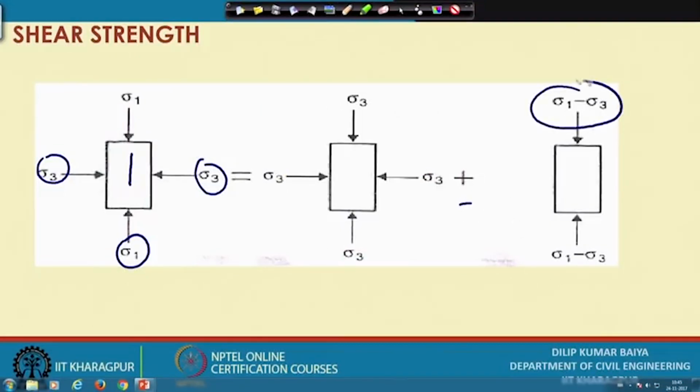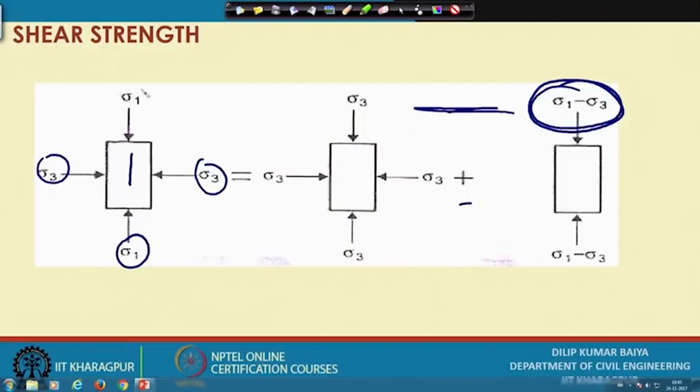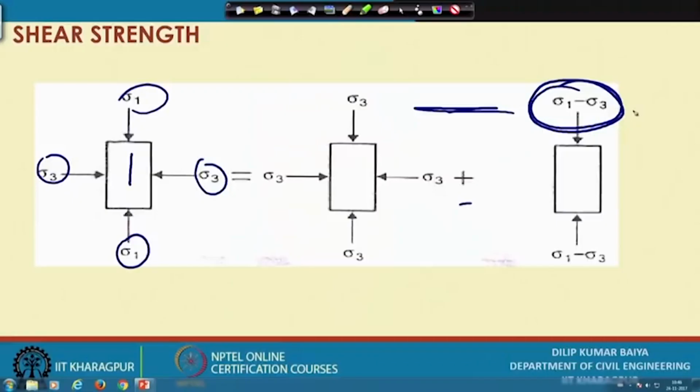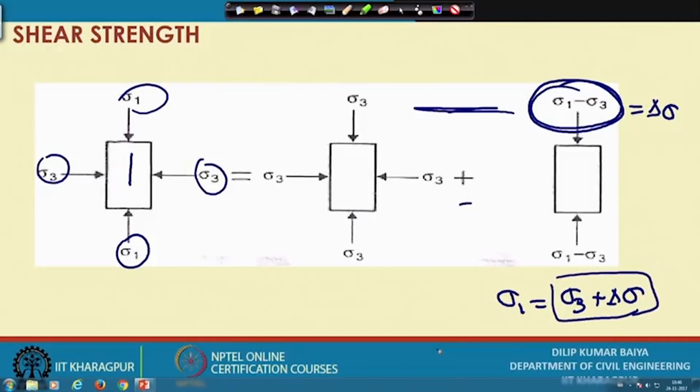So, you can see that whatever we have applied additionally is nothing but sigma 1 minus sigma 3. If I add these 2, then we will get this. So whatever additional axial stress we are applying is nothing but sigma 1 minus sigma 3. If I put this as delta sigma, then you can find out that sigma 1 will be sigma 3 plus delta sigma. The delta sigma whatever we are measuring, plus sigma 3, will be sigma 1. So this is the relationship.